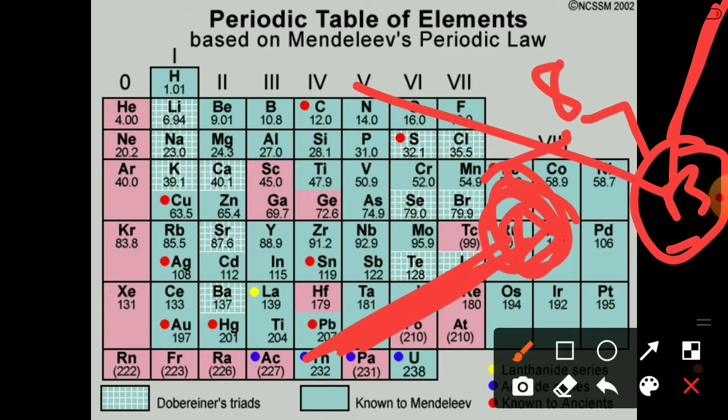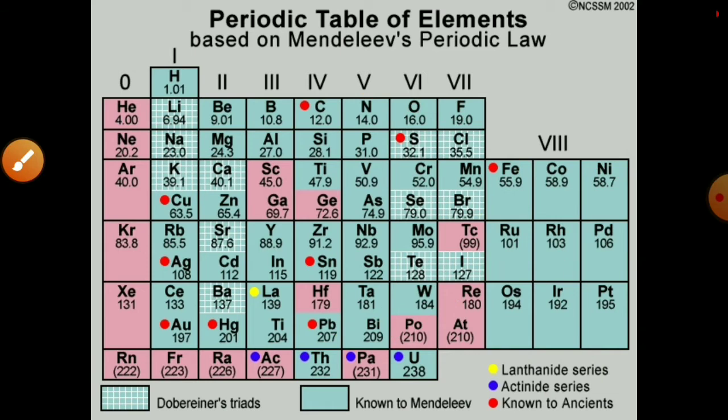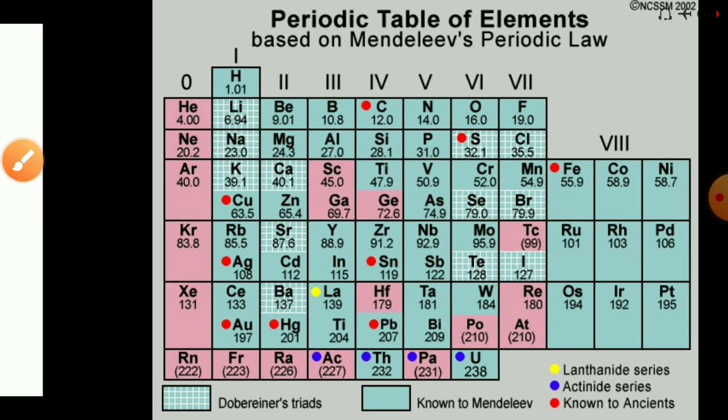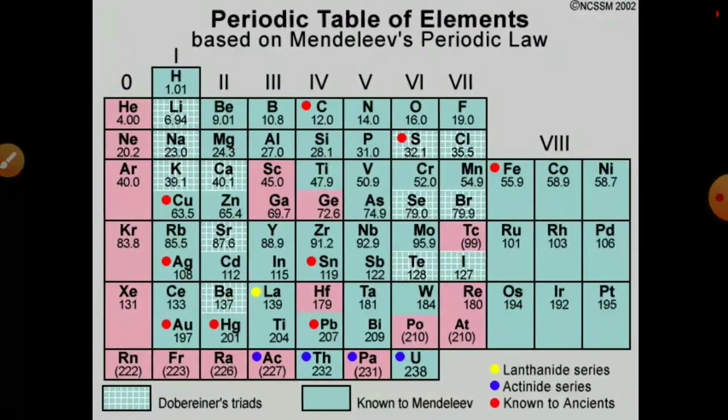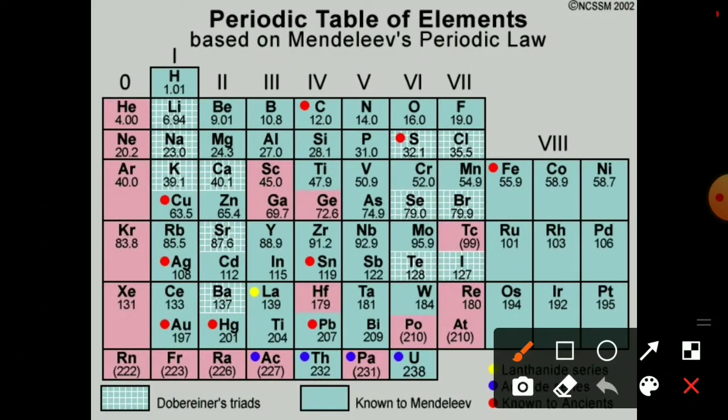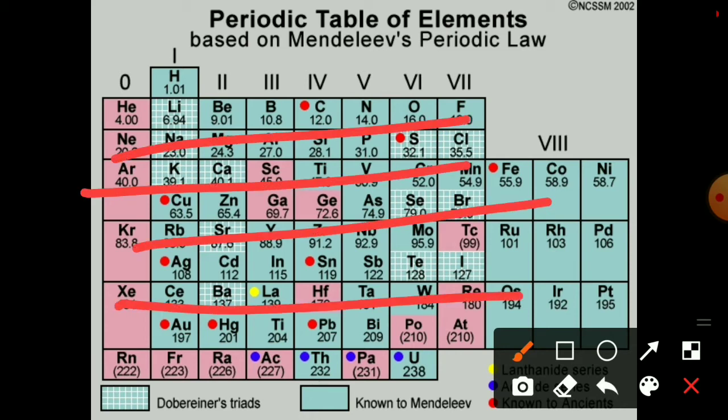Again, here 7 periods are there, which are the horizontal lines 1, 2, 3. As they don't have similar properties, different kinds of elements are present in one period. That we have to keep in mind.